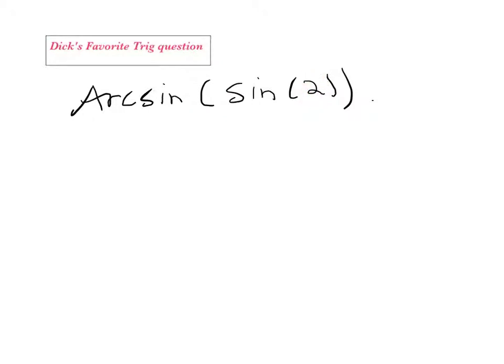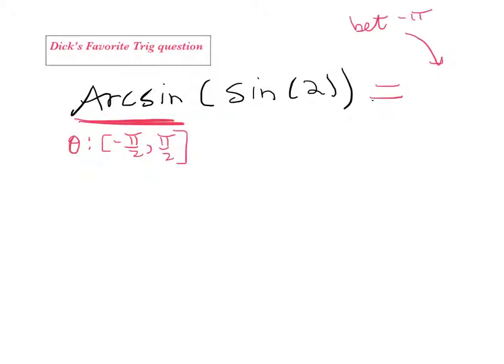But, and this is the really big but. Remember what arcsine is. Arcsine is an angle, and that angle has to be between minus pi over 2 and pi over 2. So anytime that you ask what is the arcsine of something, that angle has to be between minus pi over 2 and pi over 2. And does 2 satisfy that condition? Heck no, 2 is bigger than pi over 2. So that's what makes this such an interesting question.